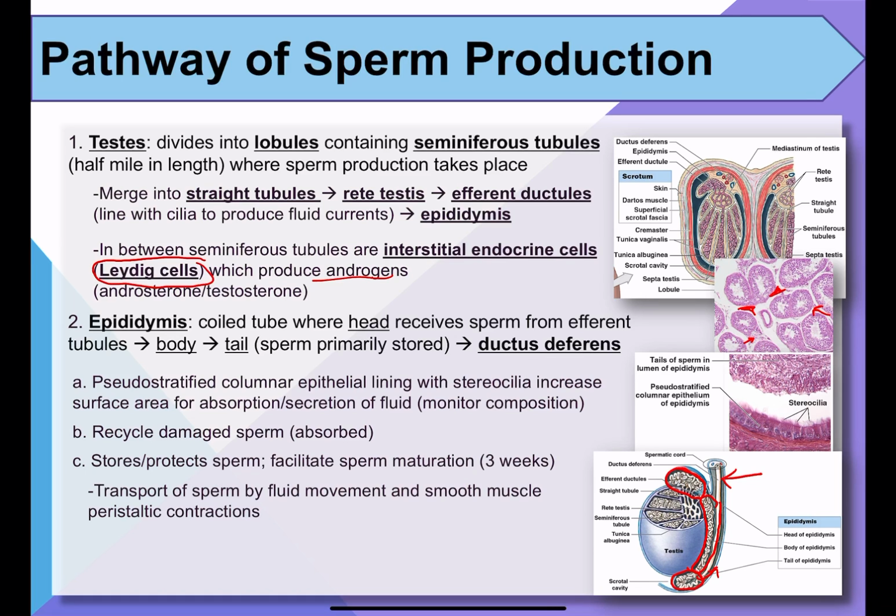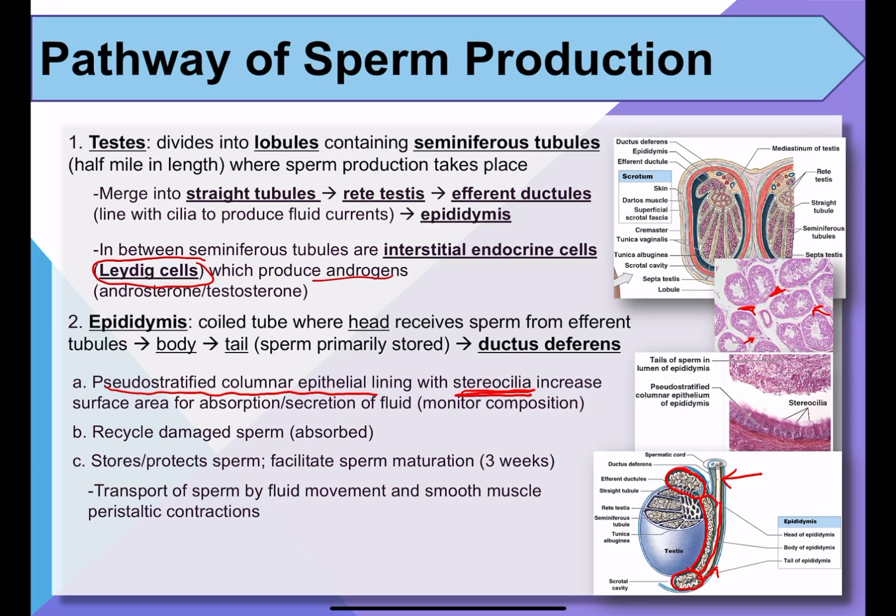Now, the epididymis tubules, okay, are lined with pseudostratified columnar epithelium, okay? And they have what's called stereocilia to increase surface area for absorption and secretion of fluid. Because a lot of the things that need to happen with the sperm is that, yes, they can swim, but yet they need that fluid in order to propel them towards the outside of the body. They need to save the energy for later when they really do need to swim in the female reproductive system.